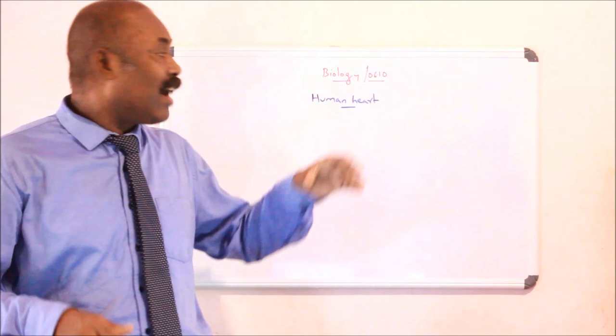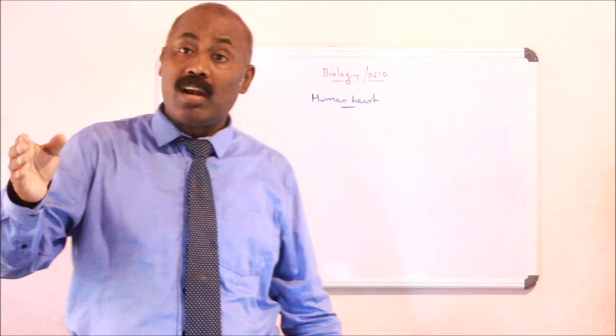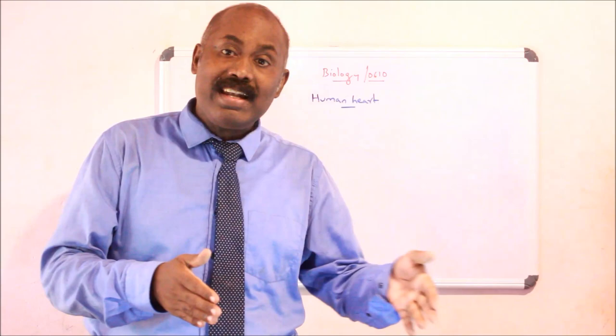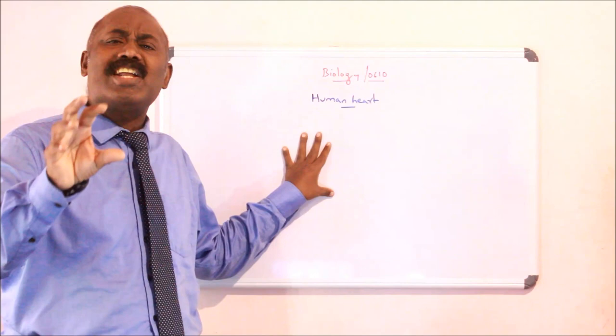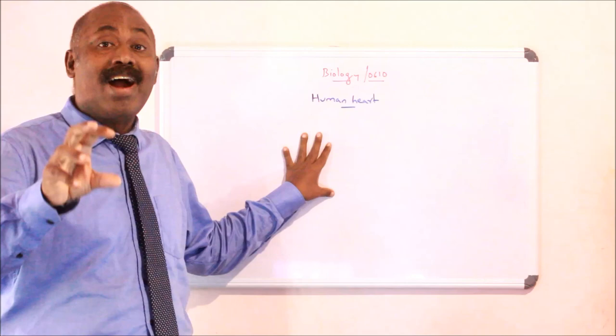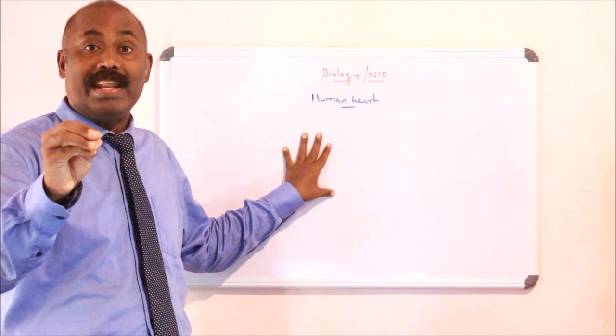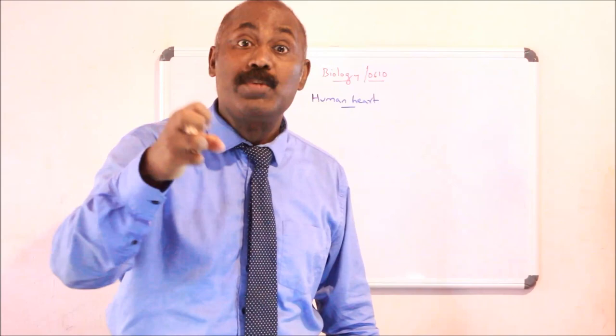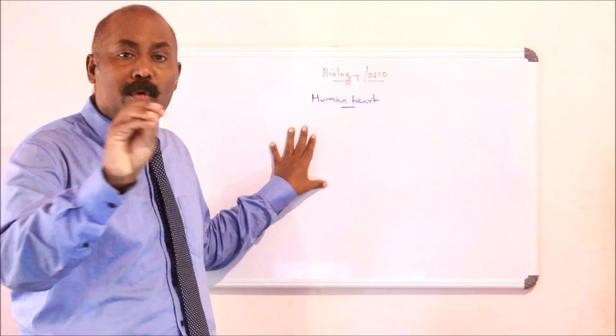Okay, the outer part is called the epicardium, then the middle myocardium, and inside the endocardium. So three layers make the heart. The heart is made up of a special type of muscle called cardiac muscles or cardiac myocytes. These muscles have a particular property: they are myogenic, meaning they beat by themselves.